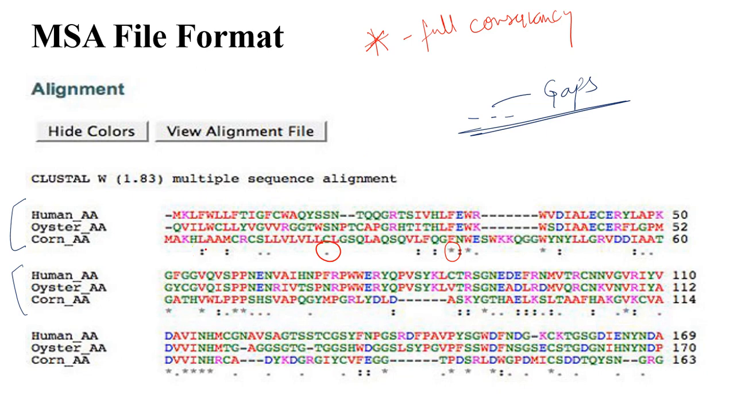Double dot means 2 are matching, 1 is not matching. But don't get confused, always 1 is less. It means they are conserved but not with full confidence. And a single dot means no conservancy, or you can say poor conservancy.